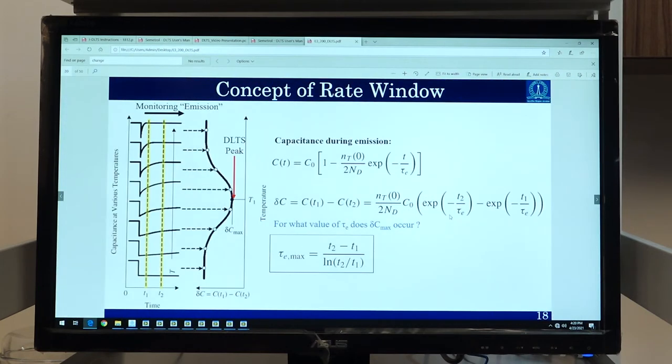So you can see that in this rate window, we have detected a particular time constant given by this expression at a particular temperature. Again, if you change this T1 comma T2, you would detect another particular time constant, and that peak would be at some other temperature.